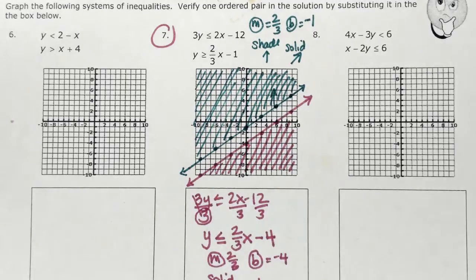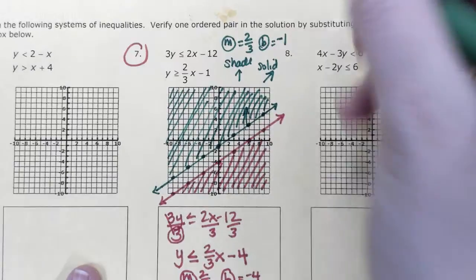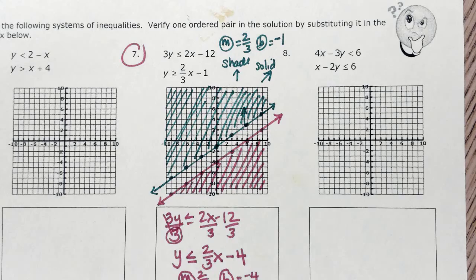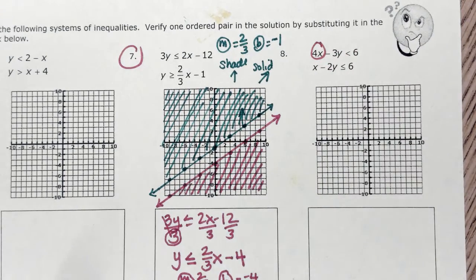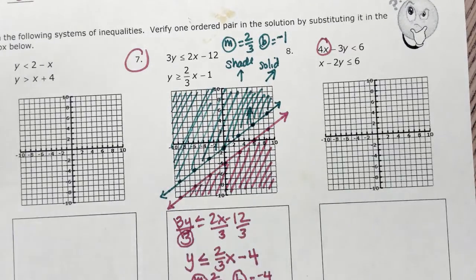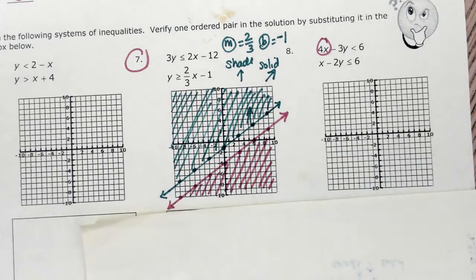Okay, so now let's look at this next one. I know I didn't say I was going to do number 8, but I lied. I'm going to do number 8. Okay. So let's take a look at this one. Now you'll figure out pretty quickly why I wanted to do this one. Okay. So let's take a look at it.